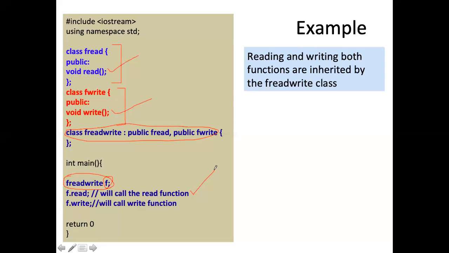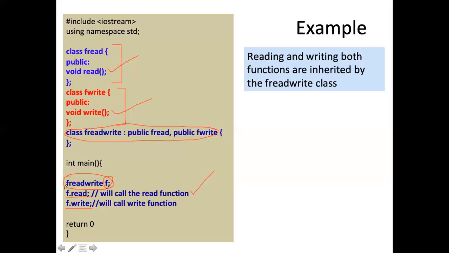Okay, and because read, as I told you, is inherited by fread write, any object of fread write will get access to read. And you have to keep this in mind that this is public inheritance, therefore there aren't any restrictions that are present in this particular case. So f.read will call the read function, f.write will call the write function, right? So you can call both of these functions in your main program and the program will run. Okay, right? So simple function call.